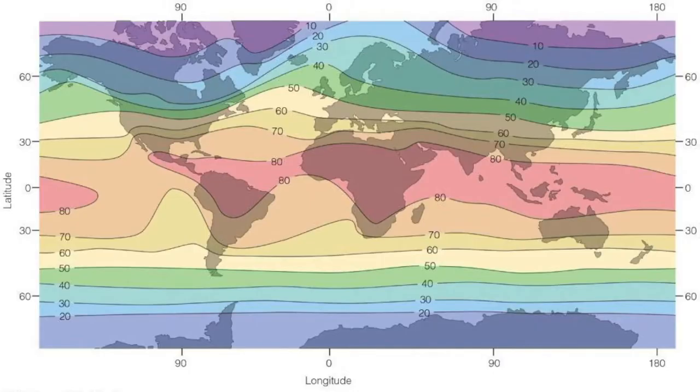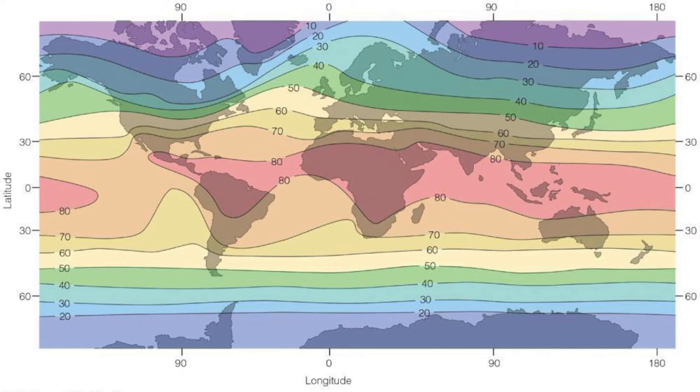Let's take a look at the global temperature distribution. So temperature decreases from the tropics to the poles. You can see that 80 degrees here, and then you go up, and temperature gets a lot cooler, about 20 degrees up there.